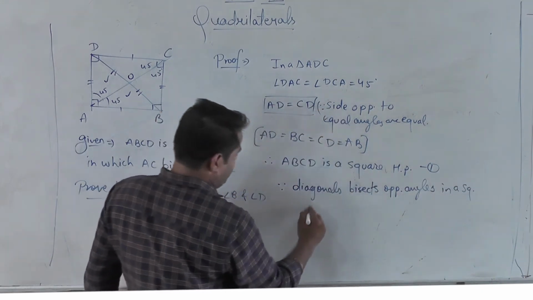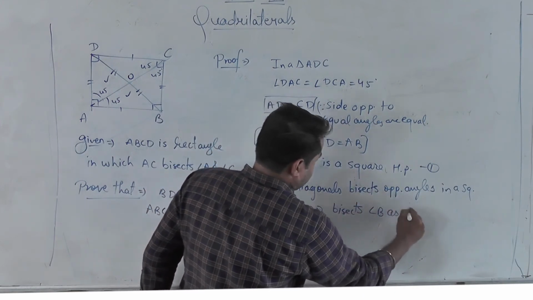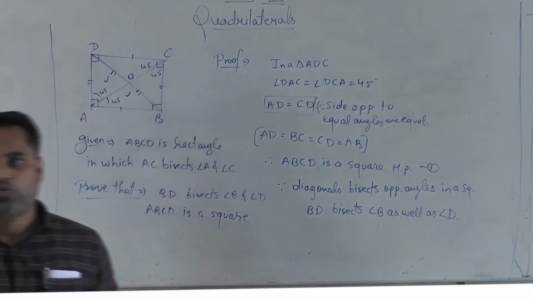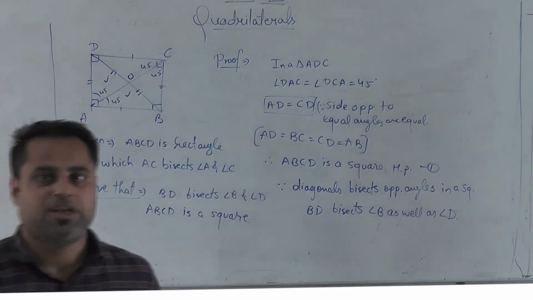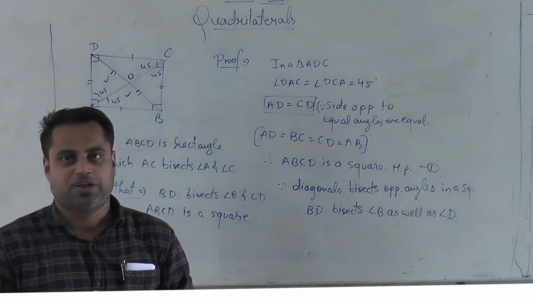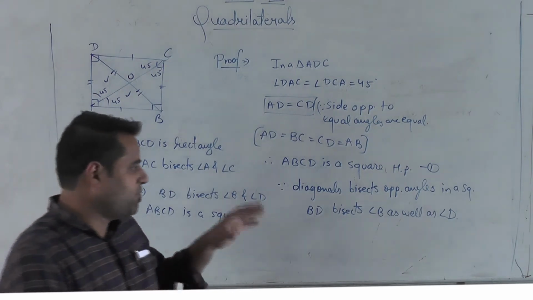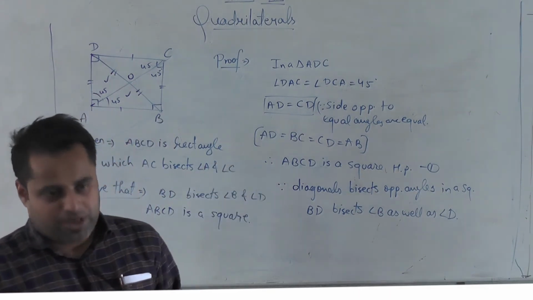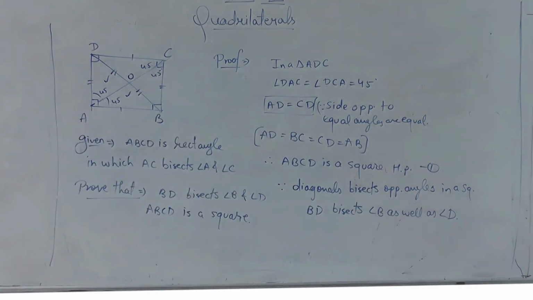So we can say that BD diagonal bisects angle B as well as angle D. It is easier to prove when you have the knowledge of the properties: in one shape, if a few things become similar or equal, then it changes into other quadrilaterals. They have very little difference between each other, but with the help of the property you can prove whatever is given to us.